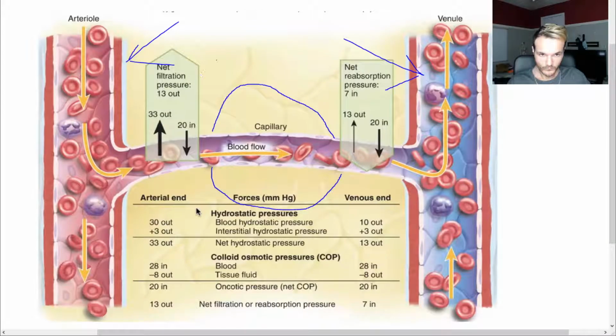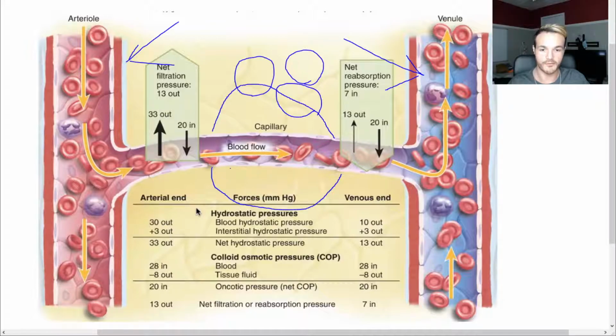So what is going on in the capillary? Let's get back to what's important. So we have the venule and arteriole. For the most part, it is oxygenated, but not always. So we have this oxygenated blood coming in from the arteriole, coming to this capillary, and oxygenating all these tissues.